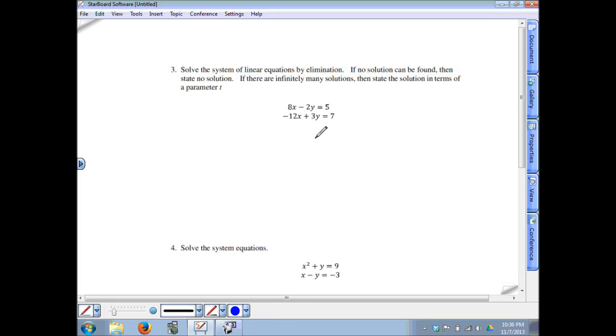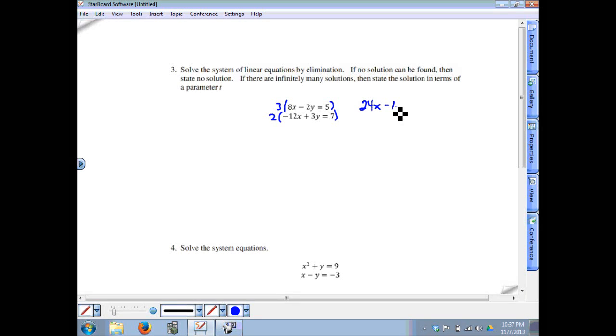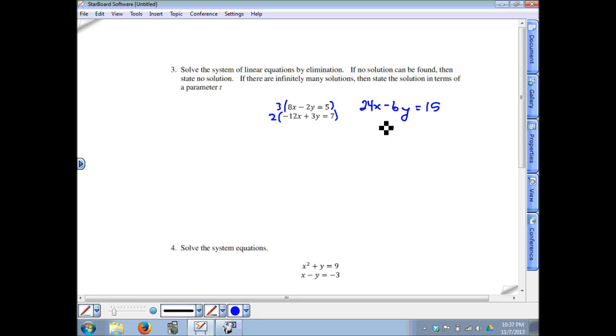Okay, a little bit of a more simple system of equations to solve. It's got only two variables. So I'm going to try to eliminate the y variable. Between a negative 2 and positive 3, the least common multiple is 6. So I'm going to multiply this by 3, multiply that by 2. So we get the equation 24x minus 6y equals 15. Here we have negative 24x plus 6y is equal to 14.